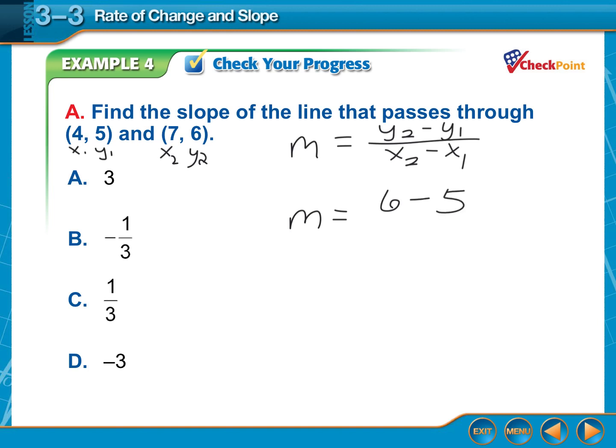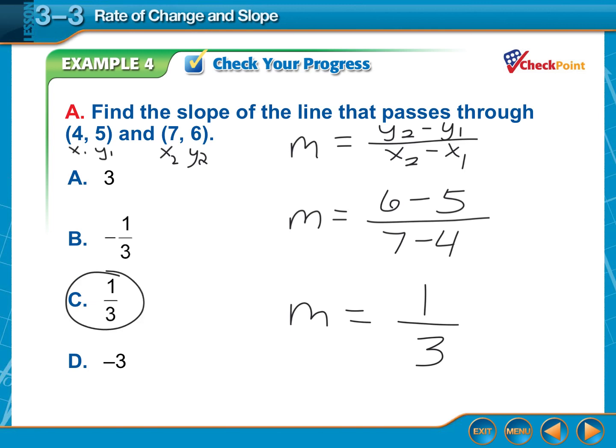5. 6 minus 5. What's my x2? 7. 7. What's my x1? 4. Now we just need to evaluate those, solve those. So what's 6 minus 5? 1. What's 7 minus 4? 3. So we get 1/3. Okay? Is that a positive or a negative slope? It is positive. Yep.